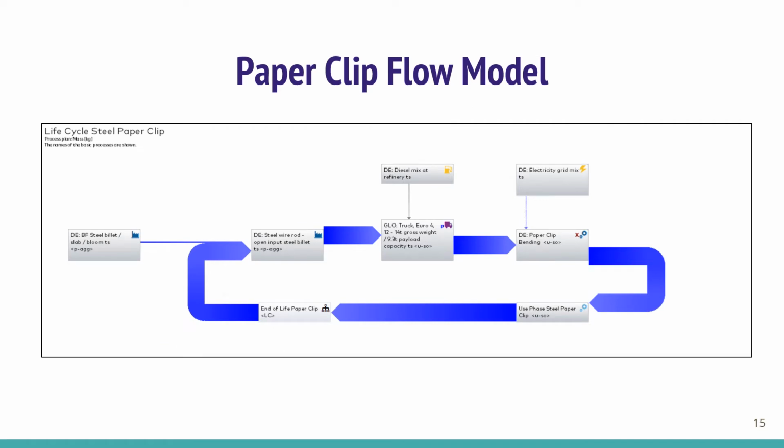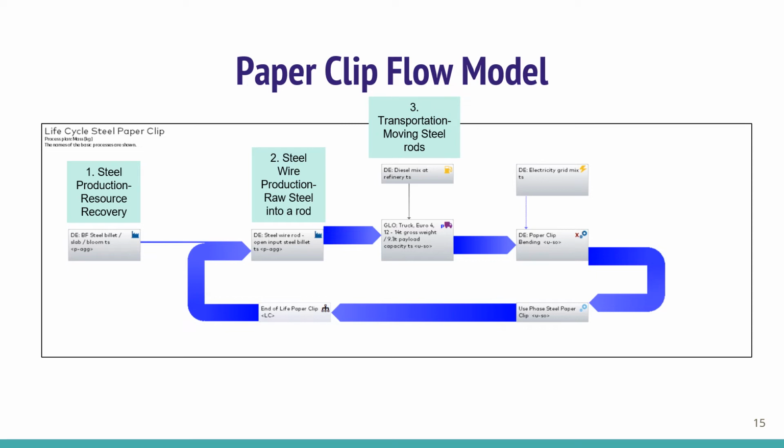So now we're going to review a Gabi plan, the example being a paper clip, and we're going to go over each of the processes in the flow model. So the first would be steel production, which is a part of resource recovery. Following that, the steel would then go into steel wire production to turn the raw steel into a rod. After which, we could assume it would be transported, and then as an input into transportation, you will need to account for the diesel used in the trucks.